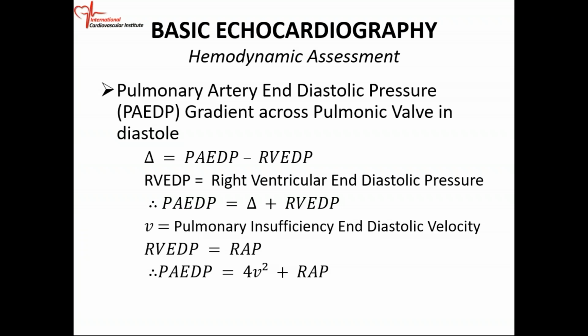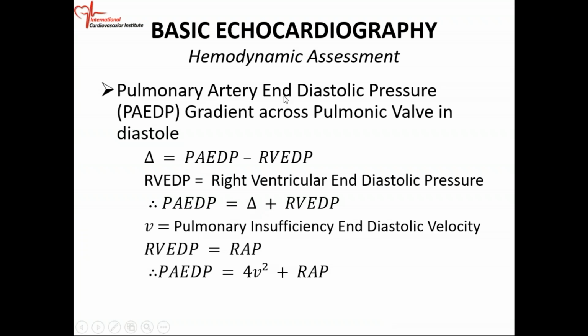But that can only occur if there is a pressure gradient. Once you have pulmonic insufficiency, it is telling you that you have a pressure gradient. And the pressure gradient is from the pulmonary trunk back to the right ventricular outflow tract. So the pressure in the pulmonary trunk has to be greater than the pressure in the right ventricular outflow tract for the blood to flow backwards. All right? So you have to have a pressure gradient. All right?